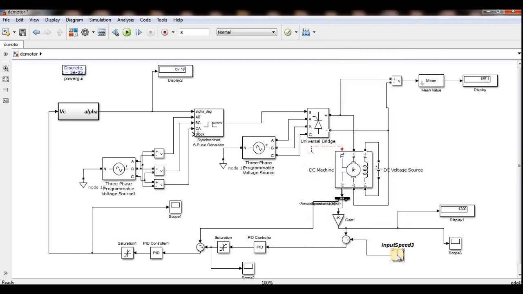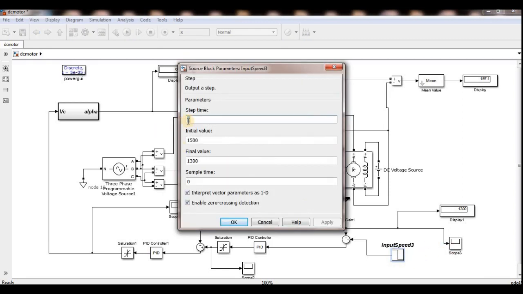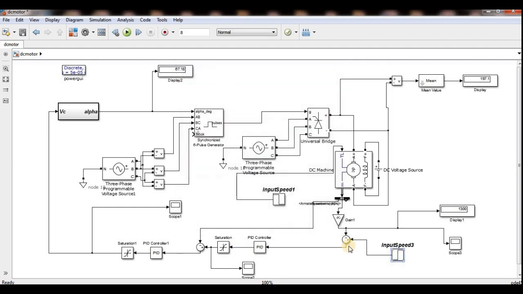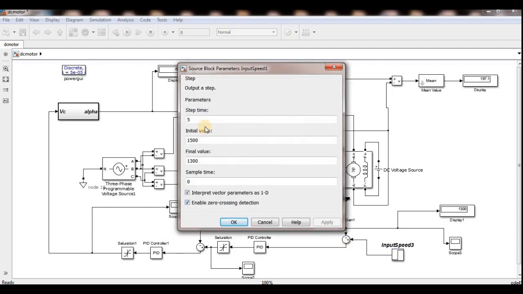See, I removed this and I connected this. So during the whole process I will maintain the speed as constant. See, up to 5 seconds 1500, and after that also 1500 I will make it. So my speed is constant, but my torque is, initially it is like 5 units, and after that maybe it is 8 units.